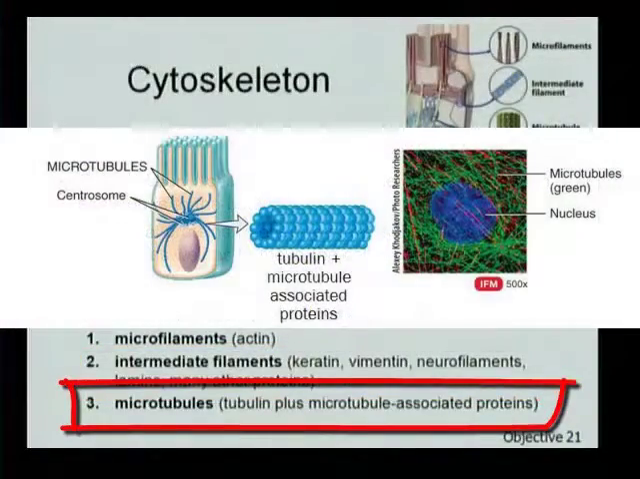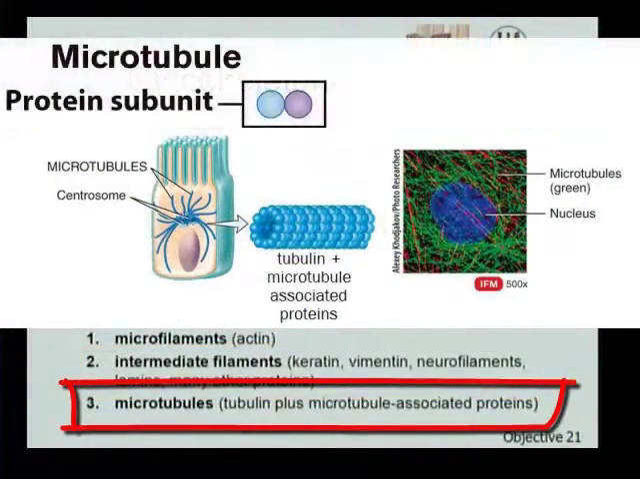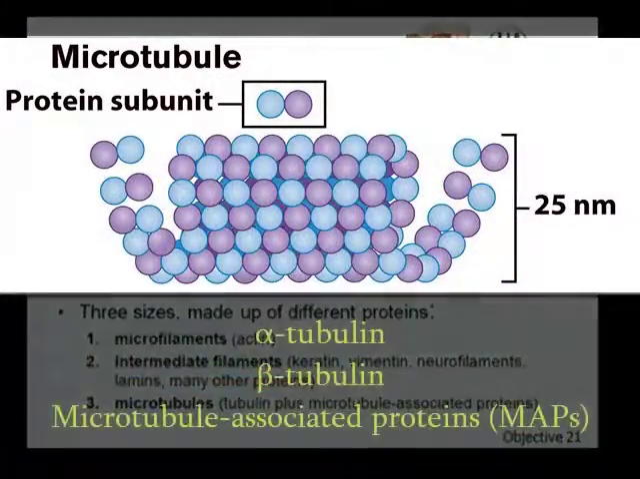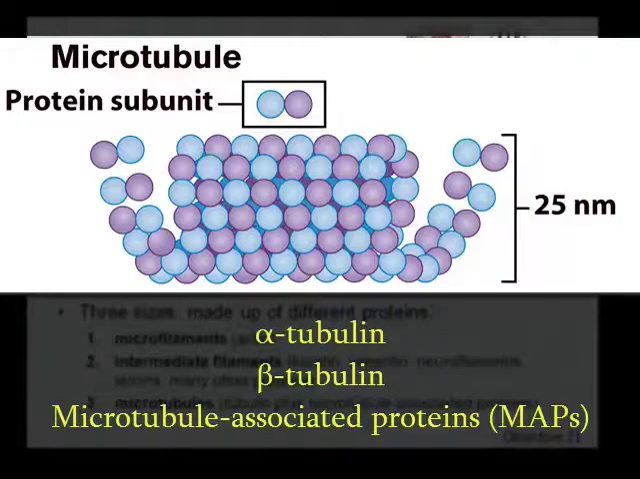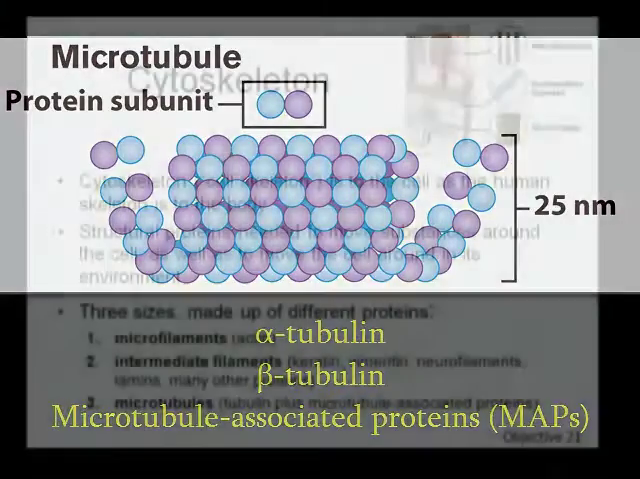And then the largest of the cytoskeletal elements are the microtubules. And they're made up of the protein tubulin plus some microtubule-associated proteins, also abbreviated MAPs.